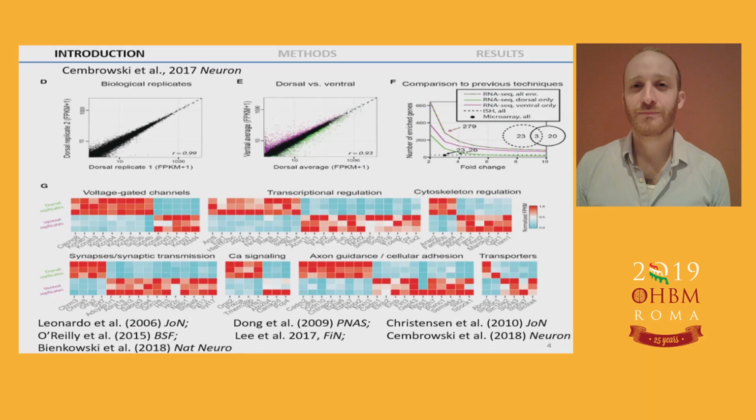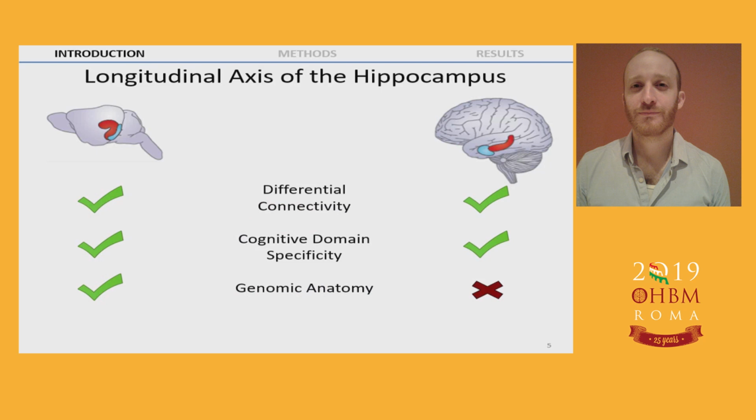So while there's been really excellent work characterizing this longitudinal axis, this functional axis, in humans, there hasn't been a lot of work to understand what the genomic underpinnings of this are. That's the purpose of this study. We're endeavoring to start to characterize the genomic anatomy of this longitudinal axis in the human hippocampus and try to understand how it relates back to behaviors and brain connections.